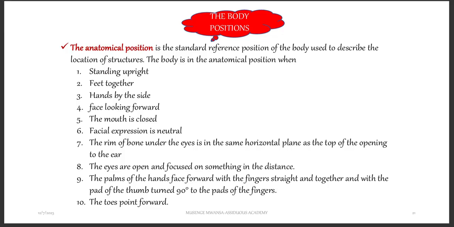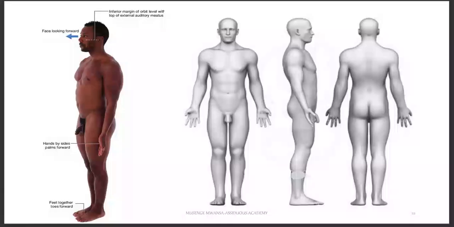There are different positions in anatomy, and the standard position in anatomy that we use to refer to, such that even when you go to America, they'll tell you this is what you're referring to, is what we call the anatomical position. So the anatomical position is actually the standard or the reference position for you to describe the body.